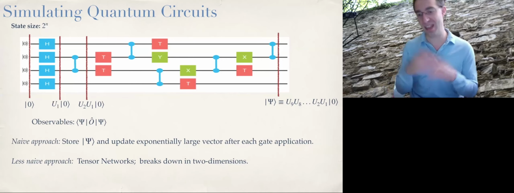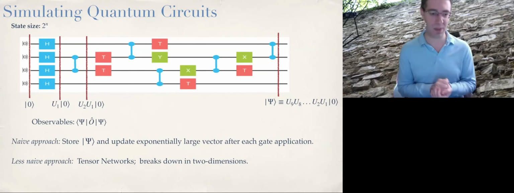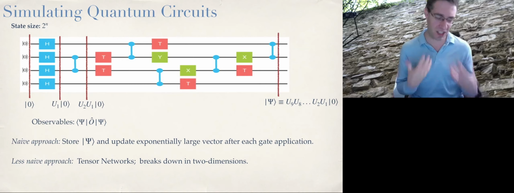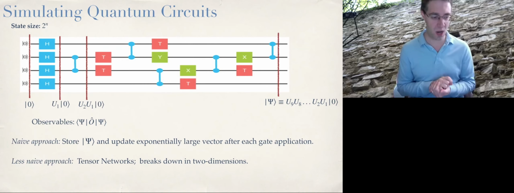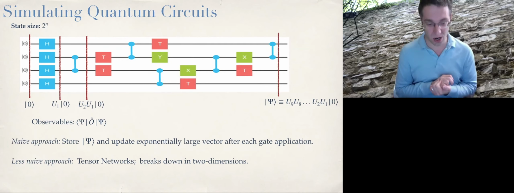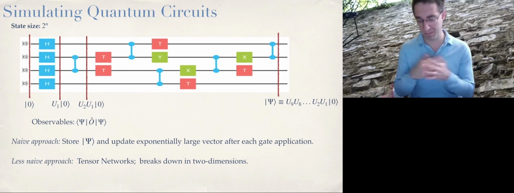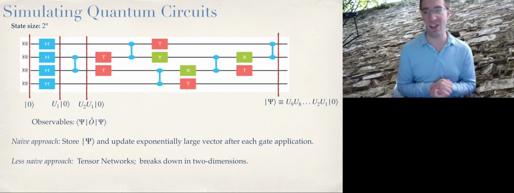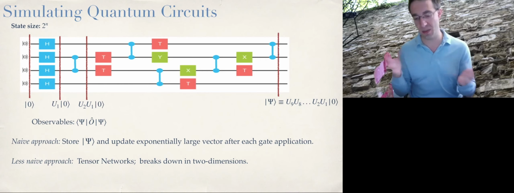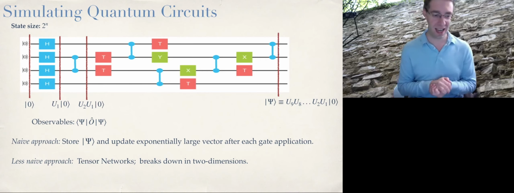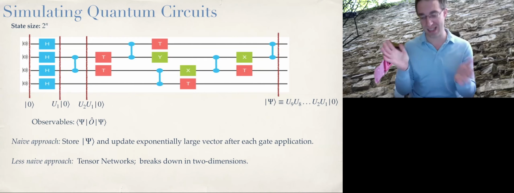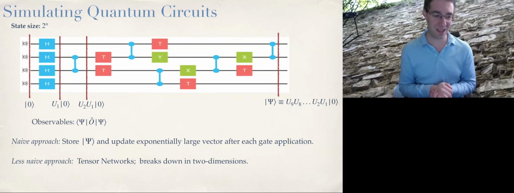And you update the exponentially large vector after each gate application. And I say naive, but it's kind of a state-of-the-art approach, actually. So my undergraduates code this in their class, and they can simulate 20 qubits. IBM coded up a very sophisticated version of this and claims that using this approach, you could simulate Google's 53 qubits. So this is really assuming you had access to Summit or something. So this is really one of the top current approaches.